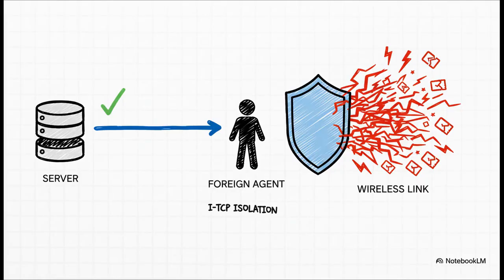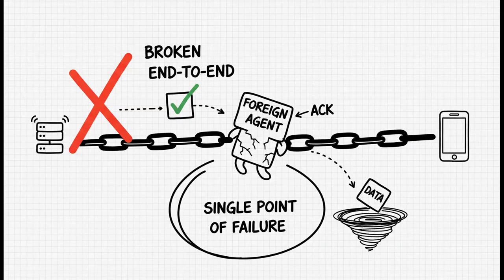Now, the huge advantage of doing it this way is isolation. Any craziness happening on the wireless side, lost packets, errors, you name it, gets handled right there by the foreign agent. It never bothers the original sender. So the wired part of the internet just keeps humming along smoothly. Plus, you don't need to change anything on the server side, and you can fix errors super fast on that short wireless hop. But, and this is a massive but, there's a huge trade-off.